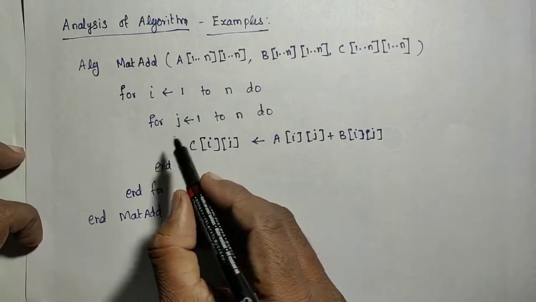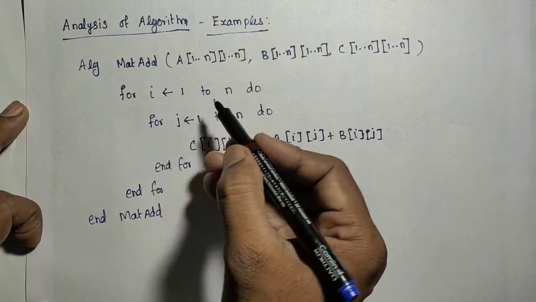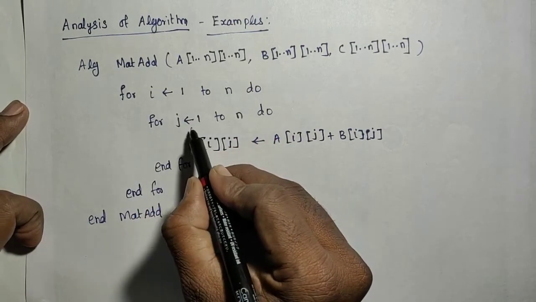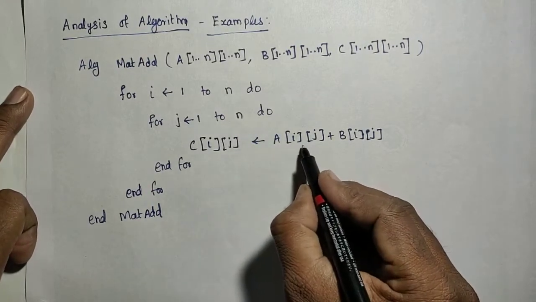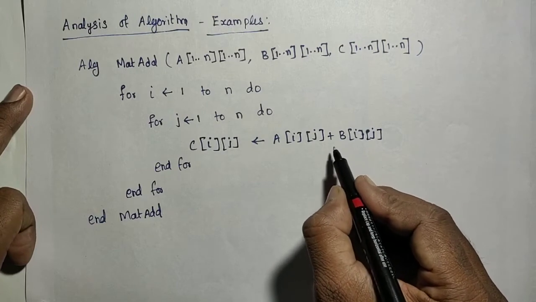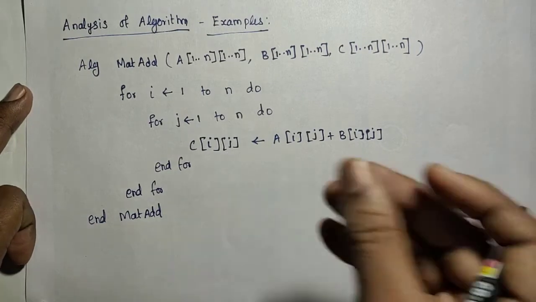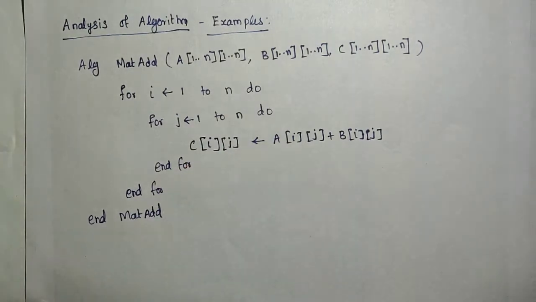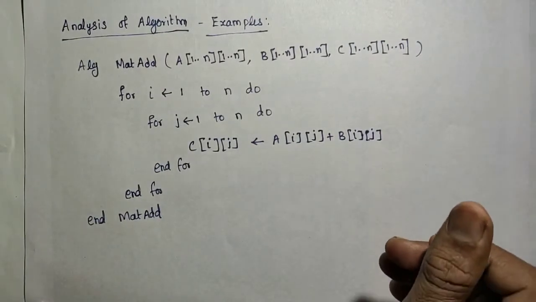I need to start the outer loop for i equal to 1 to n, and then an inner loop j equal to 1 to n. In each iteration, the ij-th value of A and the ij-th value of B will be added, and that will be stored into the ij position in the C array. So this is a simple code. How to start analyzing this algorithm? What will be the complexity of this algorithm?